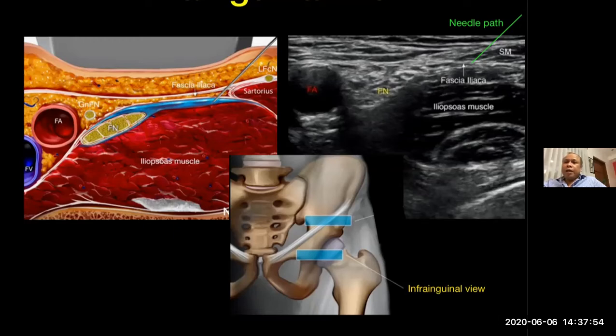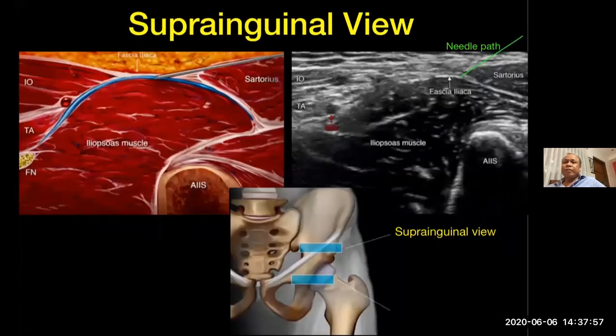Now, if we do it from the suprainguinal view, you can also do it this way. So you just adjust your probe right at the level of the anterior inferior iliac spine. And then this is the structure that you can also see. So you have to put your needle just at the tip of the sartorius and also the iliopsoas muscle, and that is your fascia iliaca. Then you approach there, and that is where you put your fluid. Now, when you do this, you are only treating those two nerves, the femoral nerve and of course the lateral femoral cutaneous nerve.